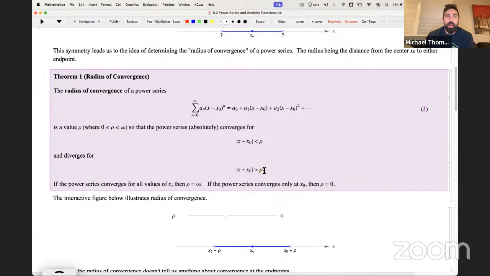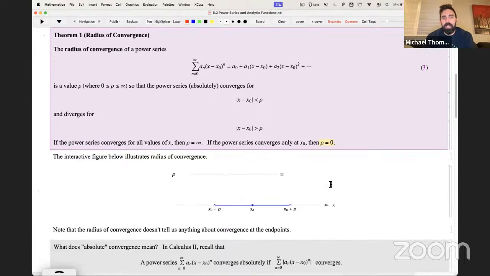So now, if your power series converges for all x, every value you plug in for x, then we would just use the convention and say that rho equals infinity. Although infinity is not a number, so technically it doesn't make sense to write that, but that's the convention we use. And if the power series only converges at the center, which is a fairly useless power series, by the way, then we would say that the radius of convergence is 0.